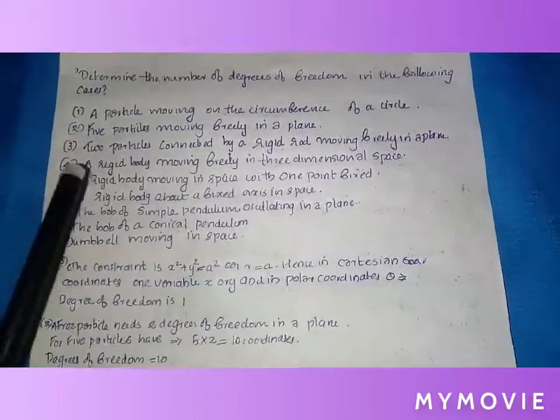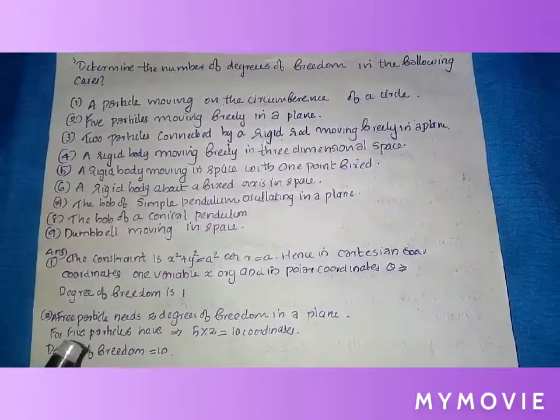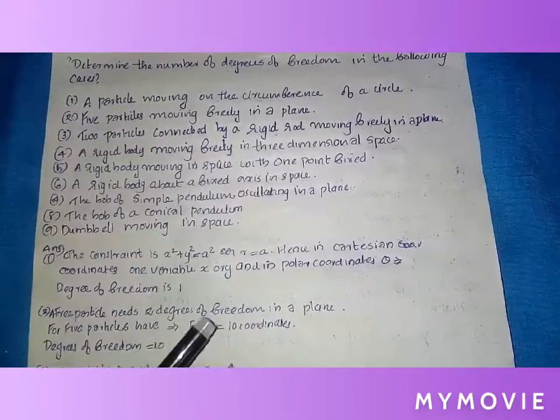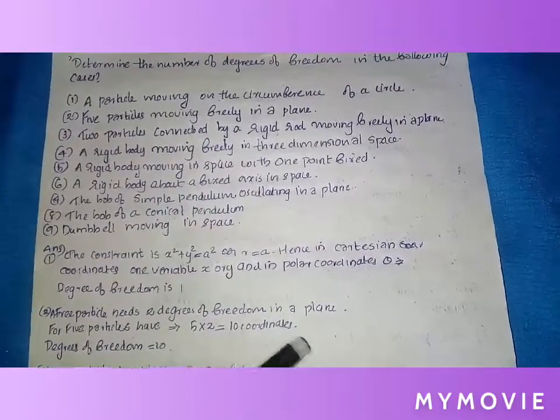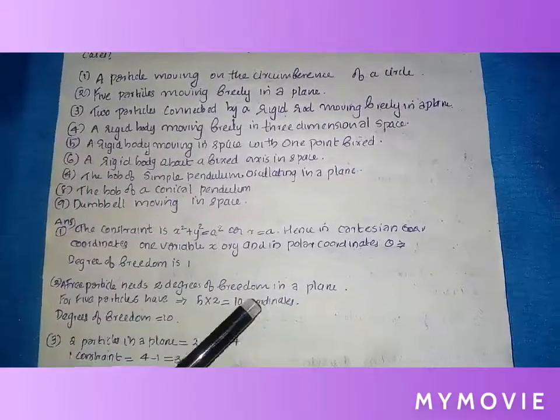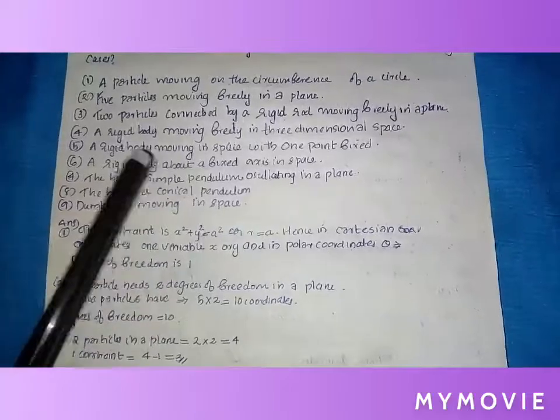so the degrees of freedom is 1. Next, 5 particles moving freely in a plane. A free particle in a plane needs 2 coordinates, so for 5 particles, 5 into 2, that is 10 coordinates. So the degrees of freedom is 10.